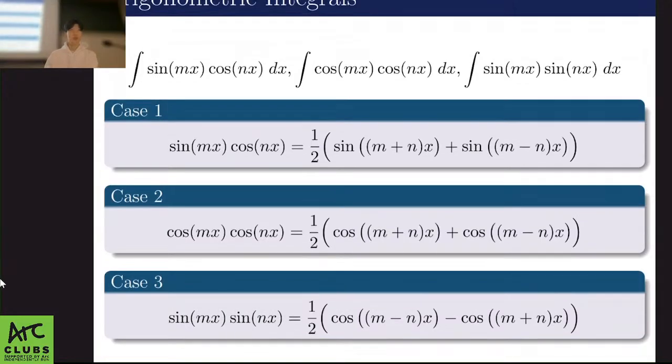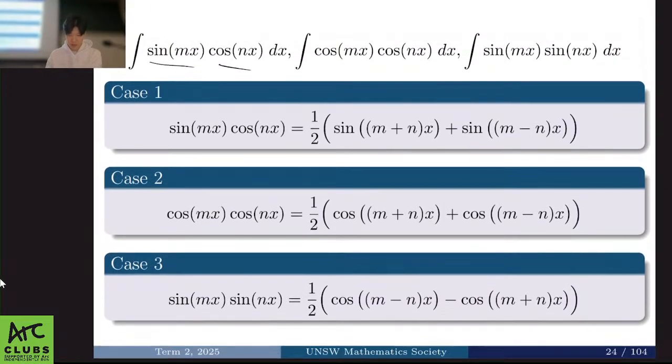Here are some more trig integrals. This time we have mx and nx here. So it's just 3 cases. If it's sine and cos, it's going to be sine(m plus n) plus sine(m minus n). If it's cos cos, it's going to be cos(m plus n) plus cos(m minus n). And sine sine, it's cos(m minus n) minus cos(m plus n). So it's just formula bashing.